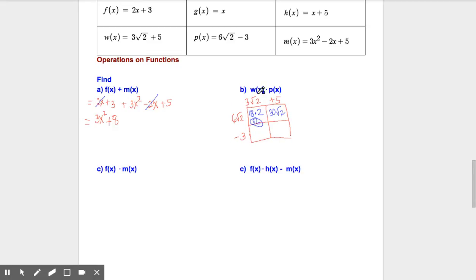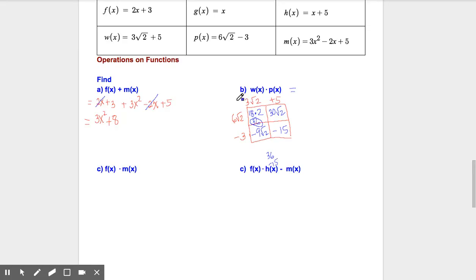All right, now here we have negative 3 times 3 square root of 2. So that's going to be negative 9 square root of 2. And then negative 3 times positive 5 is negative 15. So to find the product, we are going to add up all the parts of this rectangle. And we have here 36 plus negative 15.